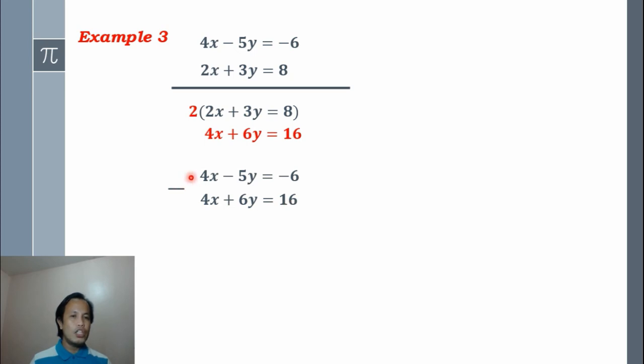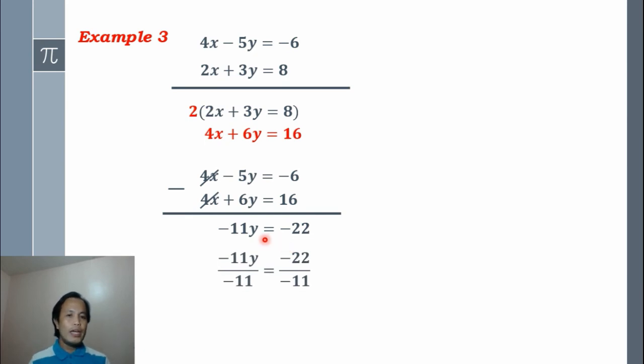Then proceed to addition. When we add 4x plus negative 4x, this will cancel out. That is 0. And when we add negative 5y plus negative 6y, that would give us negative 11y. And negative 6 plus negative 16 is negative 22. Now, since we are only going to solve for the variable y, we want to eliminate the numerical coefficient, which is negative 11, by dividing both sides of the equation by negative 11. So we can cancel out the negative 11. What remains on the left side of the equation is y, and negative 22 divided by negative 11 is positive 2.